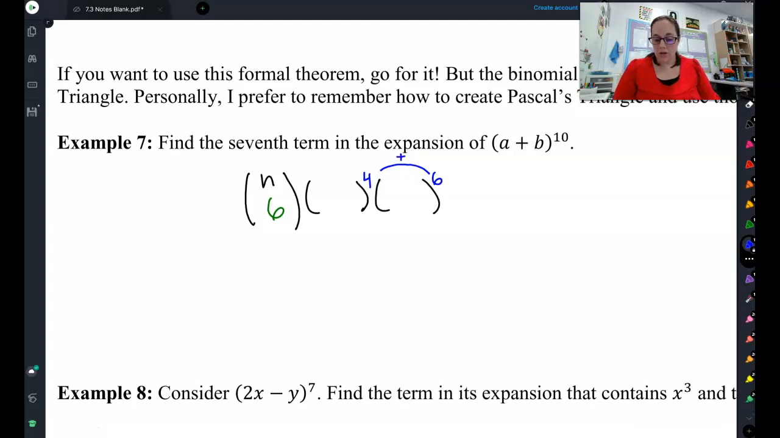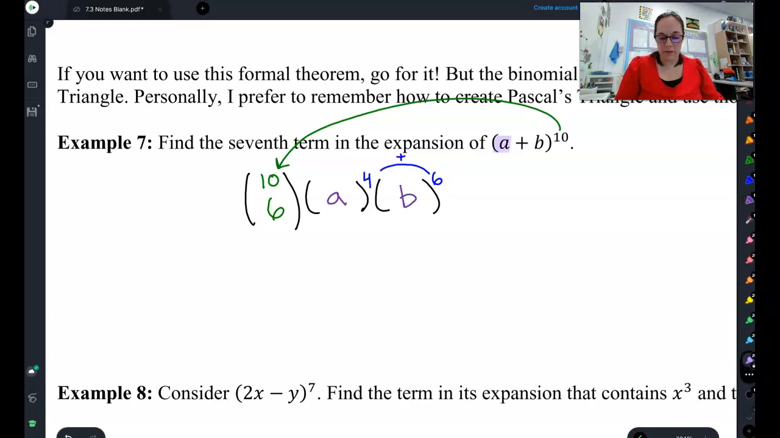That also means that this n is going to have to be a 10, because that's the power I'm going to. And now my last step is I can just fill in the a and the b from what I've got there. And that's how I can find specifically the 7th term. This is one less, this is one less. Those add together to get your 10th power, and your 10th power goes there.